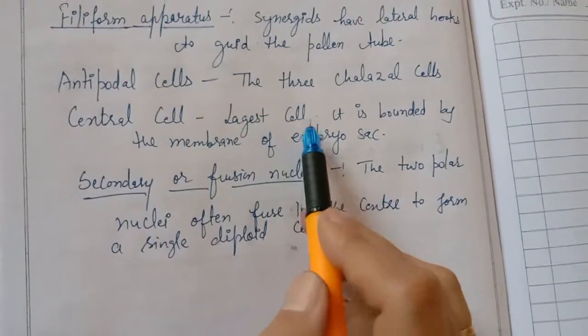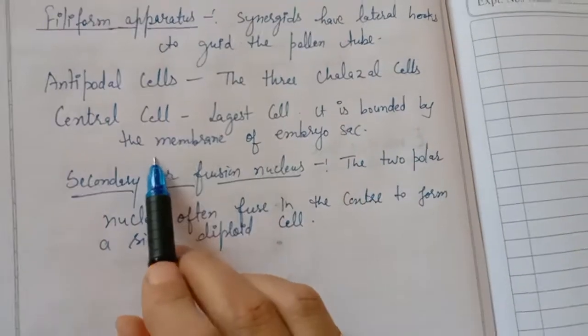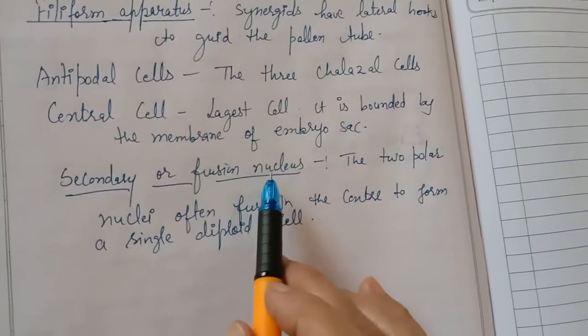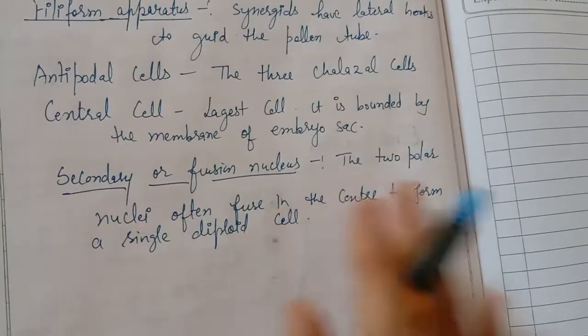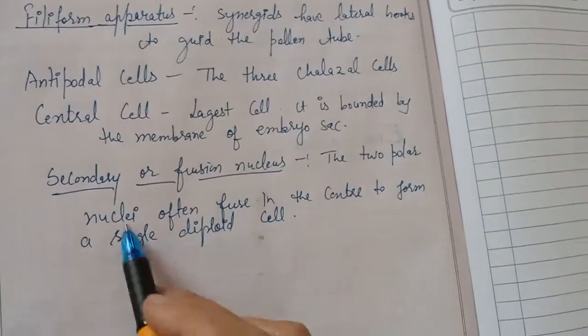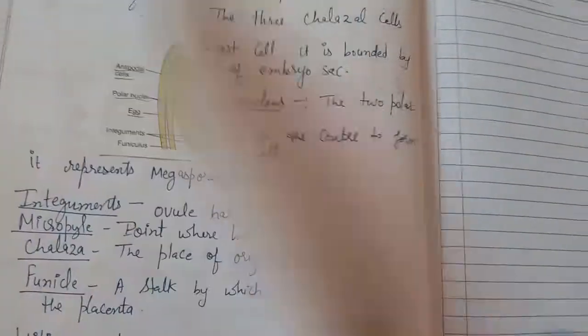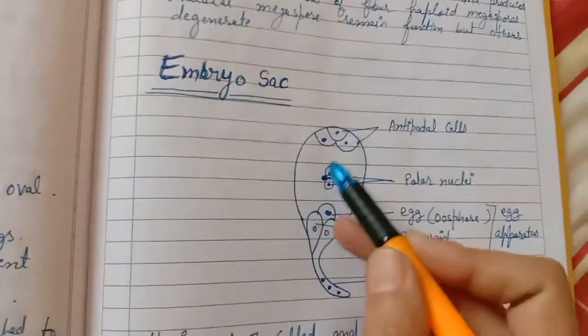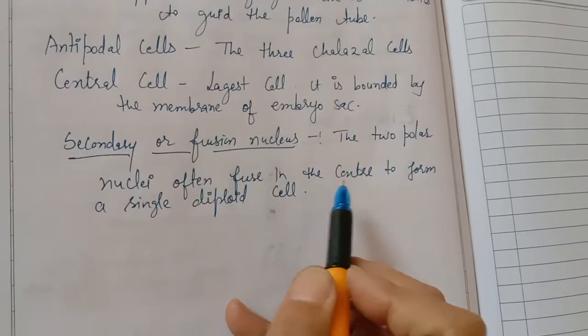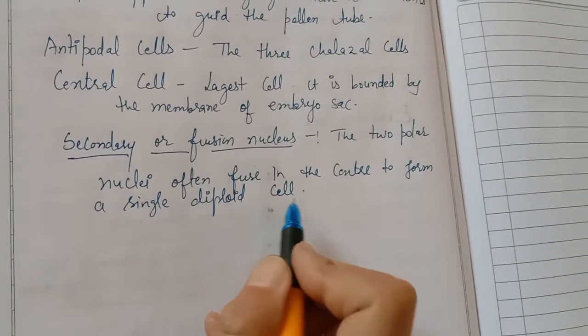Central cell, the largest cell. It is bounded by the membrane of the embryo sac. And what is the secondary or fusion nucleus? There are two polar nuclei. In between, you know, is the central larger cell, and the two polar nuclei are there. Finally they will fuse. The two polar nuclei fuse in the center to form a single diploid cell.